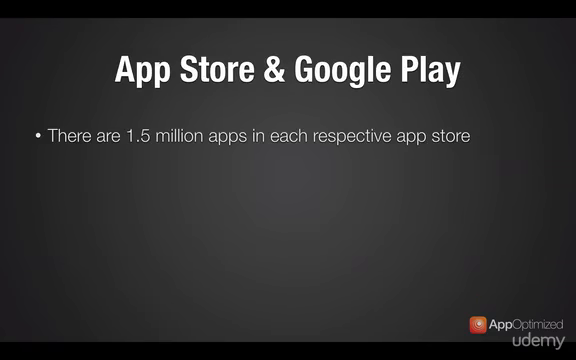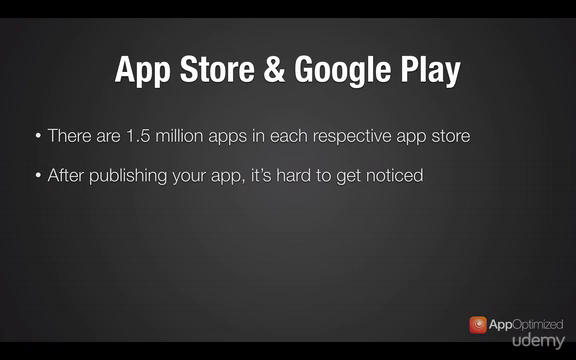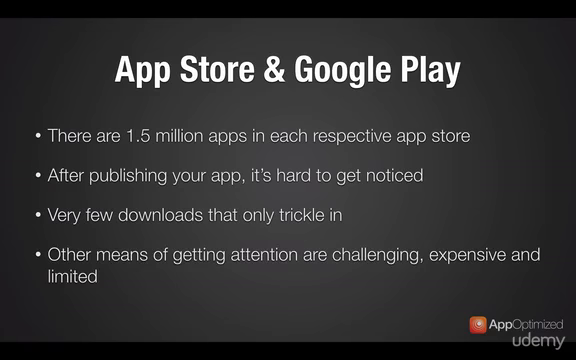So there are 1.5 million apps in each respective app store, in the Apple App Store as well as the Android Google Play Store. And you may have found, if you've published an app before, that after publishing your app, it seems very difficult to get noticed. And it's no wonder, because there are so many apps out there that it's really hard to get noticed. You may find that very few downloads only trickle in over a long period of time. And other means outside of the App Store of getting attention are very challenging, can be very expensive, and are also very limiting in terms of how many downloads you can get from them.